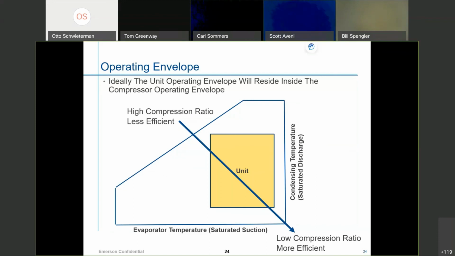There are things such as vapor injection or some of our variable speed, which allow you to operate at higher compression ratio conditions. So those are things that OEMs are going to have to think about whenever they design systems that can heat at low ambient conditions.